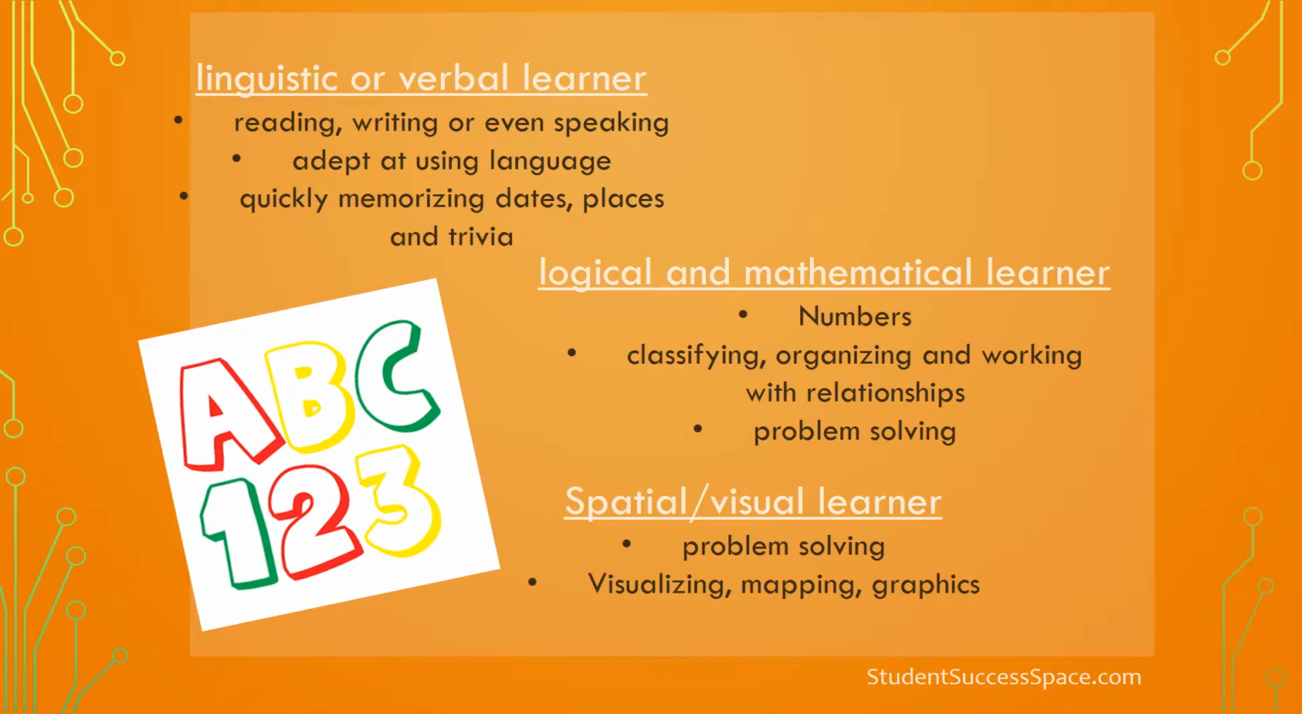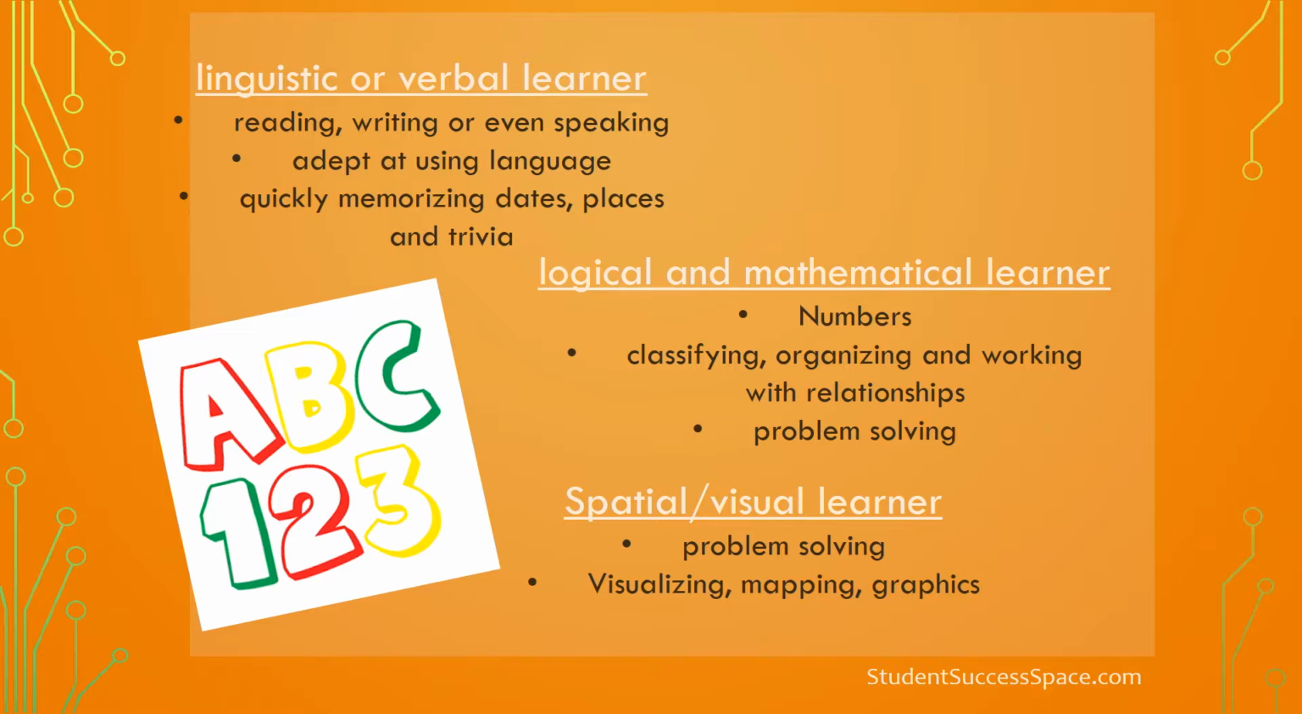The linguistic or verbal learner is a learner who best focuses their learning through reading, writing, or even speaking. This learner is exceptionally adept at using language. They're capable of quickly memorizing dates, places, trivia, and this is all done through saying, hearing, and even seeing written words. Now let's contrast that with a logical mathematical learner who works best with numbers. This person enjoys the challenge of classifying, organizing, and working with relationships as well as abstract patterns. This type of learner really enjoys that problem solving.